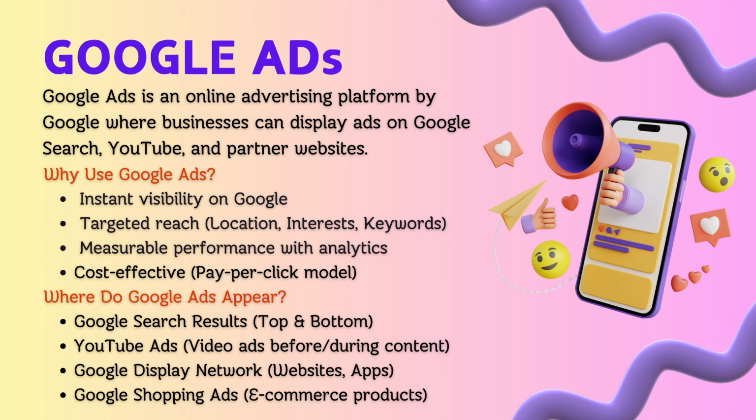So where do Google Ads appear? Google Ads appear on the Google search page, which is the Google search engine results page. Google Ads appear as YouTube ads, and while watching videos, you'll see skippable ads, or in-content YouTube ads. You'll also get Google Ads in the Google Display Network, such as websites and apps, and Google Play services. You'll also see Google Shopping ads, the e-commerce tool.